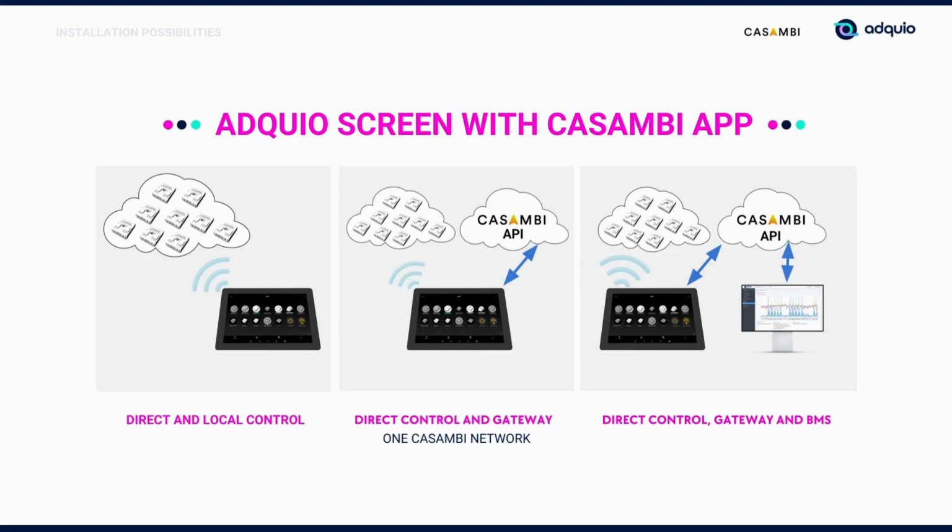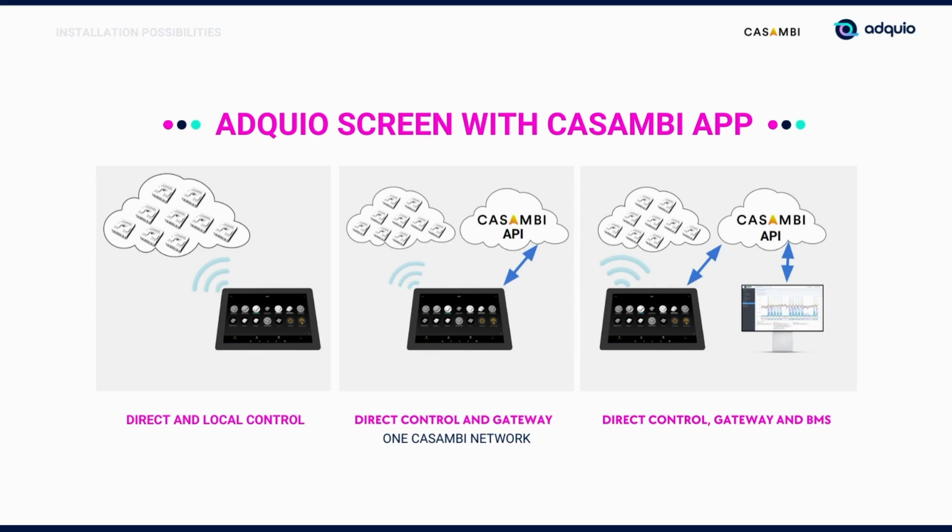In the Casambi world, there are two different systems to connect to the networks: the Casambi app and our HMI. The first option is using the standard Casambi software. As you can see on this slide, this is the simplest option. An Adquio screen runs the standard Casambi application and controls the Casambi network through its own Bluetooth.